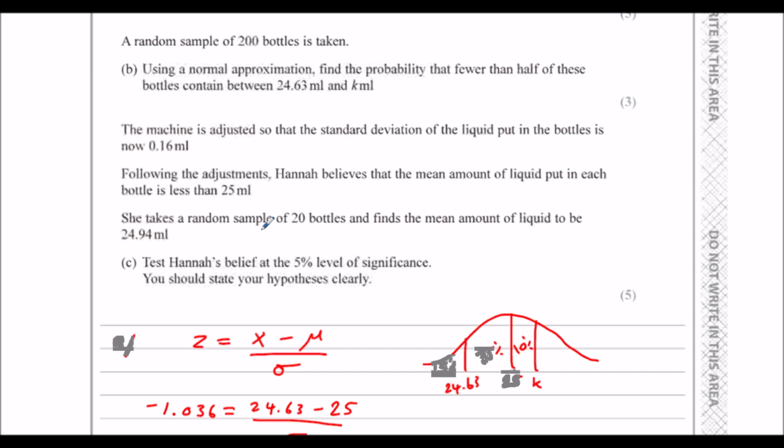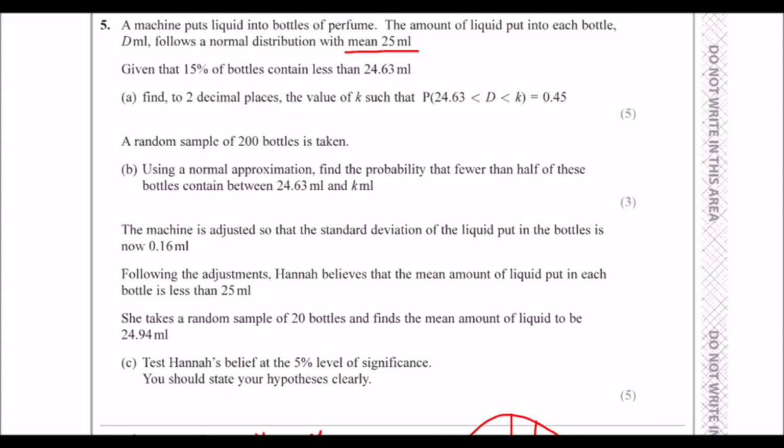A random sample of 200 bottles is taken. Using a normal approximation, find the probability that fewer than half of these bottles contain between 24.63 milliliters and K milliliters.